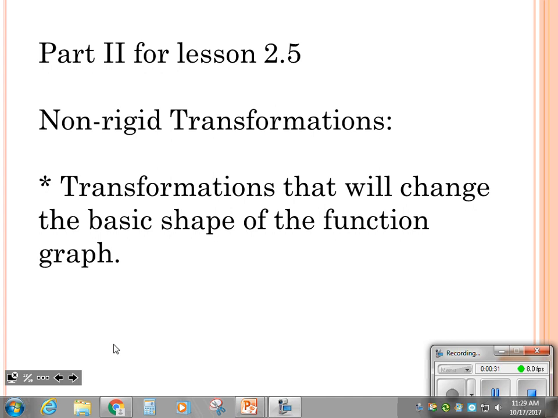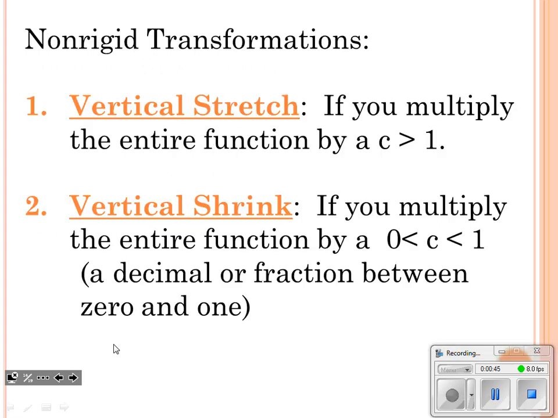So the things that we're going to look at today, the reason that they are called non-rigid is now the transformation to your function is going to change the basic shape of that function graph. Okay, so yesterday with the rigid it didn't, it just kind of moved it. Today it's going to be shrinking or stretching. All right, so vertical stretches and vertical shrinks. These are found or created if you multiply the entire function by a constant greater than 1. That will cause your function to stretch. All right, we'll go through some examples to demonstrate that here in a second.